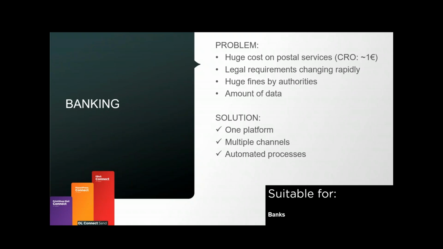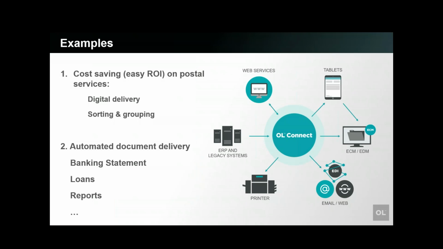So what is the solution? One platform, multiple channels, and automated processes is something we see as quite beneficial for the banking industry. There are two things which I want to address here. The first one is cost saving. That's really easy to calculate the return on investment. We're focusing on postal services because they make up a huge percentage of the cost. There are two ways to do that. The first, I think I mentioned in the first webinar, would be digital delivery.